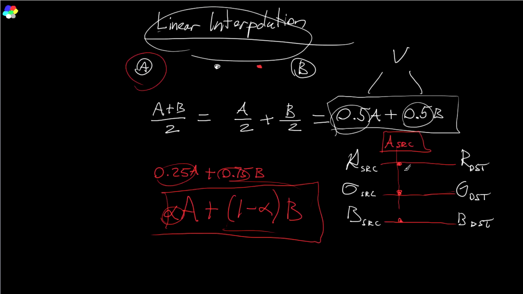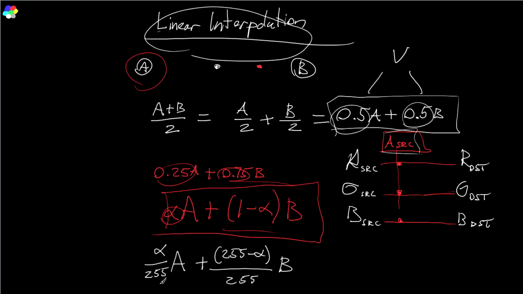Now, one last issue is that our alpha channel and our color channels, they're all byte values. They range from 0 to 255. They're not floating points from 0 to 1. So the way we do this, we could convert them to floating point 0 to 1 and then convert back, but that's slow and that's dumb. So what we do instead is, instead of doing alpha times A plus 1 minus alpha times B, we do alpha divided by 255 times A plus 255 minus alpha over 255 times B.